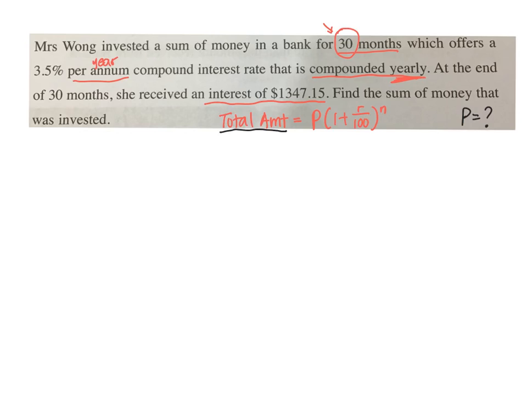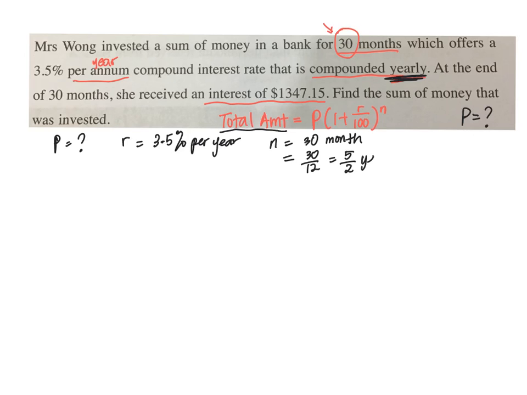Now, the first thing that we need to start with, let's write down our data. We have our principal to be unknown, interest rate to be 3.5% per year. So this is already yearly because they want compounded yearly. But then our time period will be 30, but 30 is months, so we need to change this to year. 1 year has 12 months, so 30 over 12, which gives me 5/2 year.